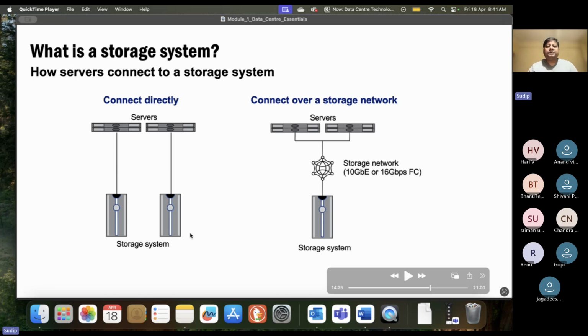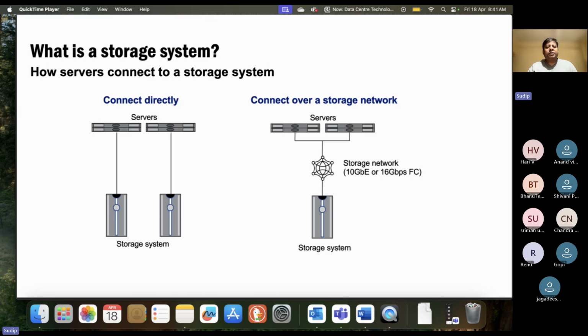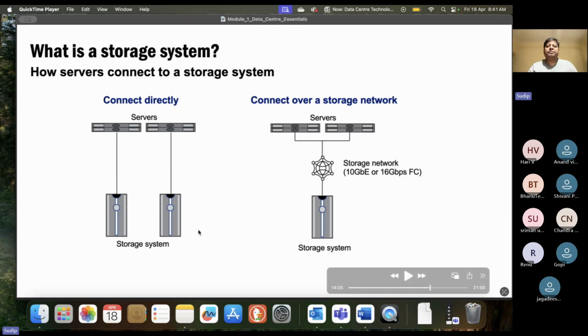Very simple. Direct attached storage so that servers can store more. The storage system will be connected using a few cables to certain ports in the server. What are those cables? What are those ports? What is the protocol used? Everything we will learn. But first understand this architecture. So this is a direct connect architecture, or DAS.